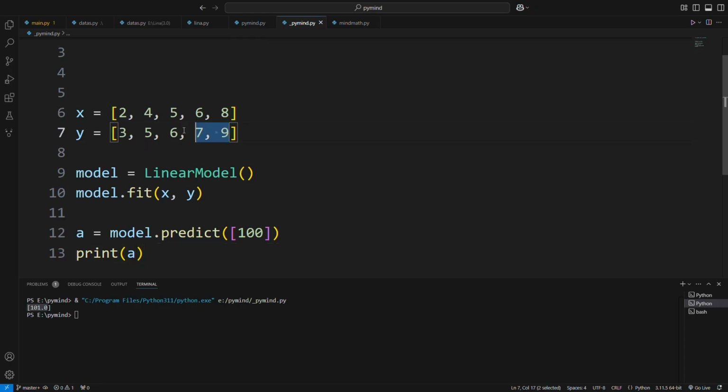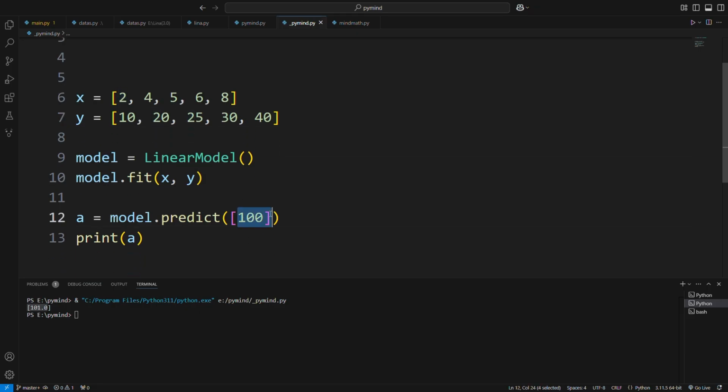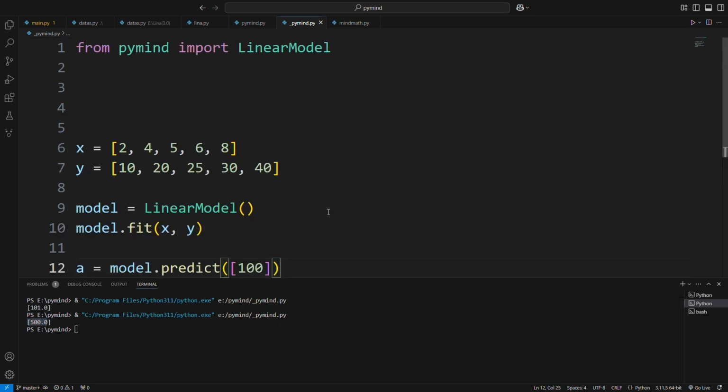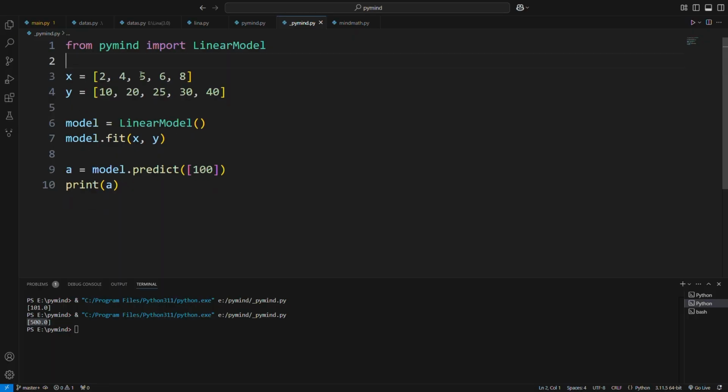Let's just make some small changes now. If we do it like 10, 20, 25, 30, 40. Now you can see I just multiplied this by 5, so this must be 500, and it is, so it works fine. So this is a linear model. Now let's see how we have made this.